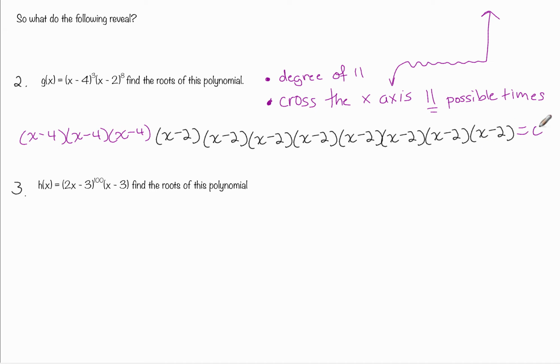And then we'd set it equal to 0. Well, that's kind of silly, because now we can do all our answers. I didn't really need to write these all out, and of course you're not going to write them all out. I was just trying to show you that that's what this meant. So if you look, even though this is a degree of 11, it only has two zeros or two roots or two x-intercepts. My roots are 4 and 2. And what we have happening here is something called a multiplicity.